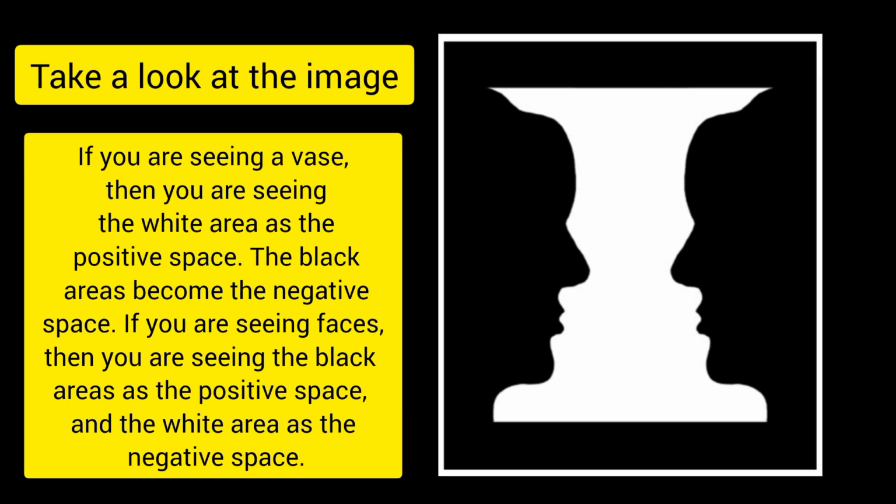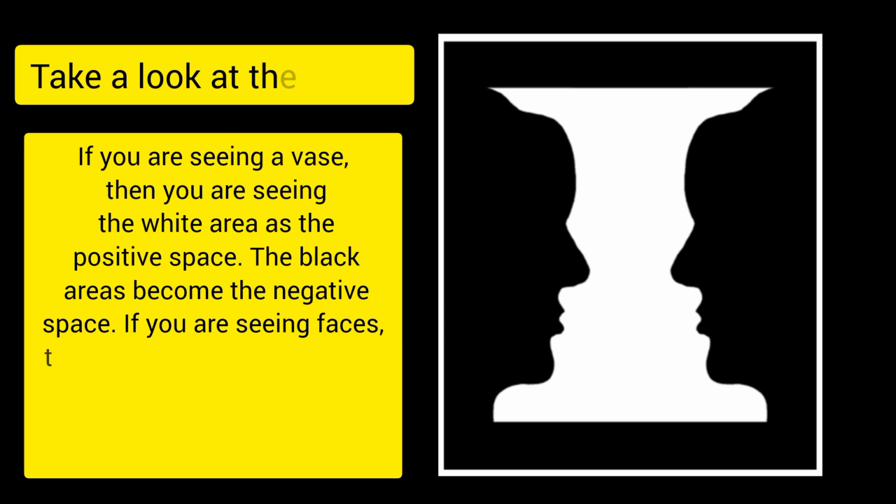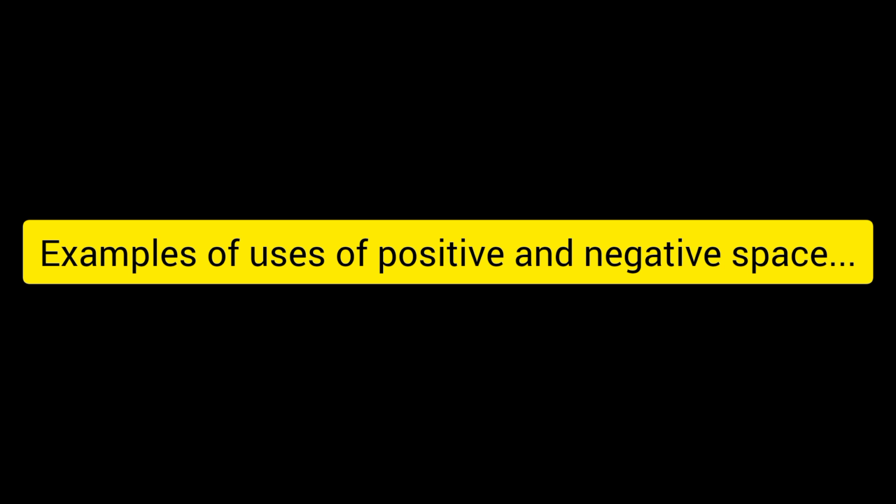Take a look at the image. If you are seeing a vase, then you are seeing the white area as the positive space. The black areas become the negative space. If you are seeing faces, then you are seeing the black areas as the positive space, and the white area as the negative space. Examples of uses of positive and negative space.